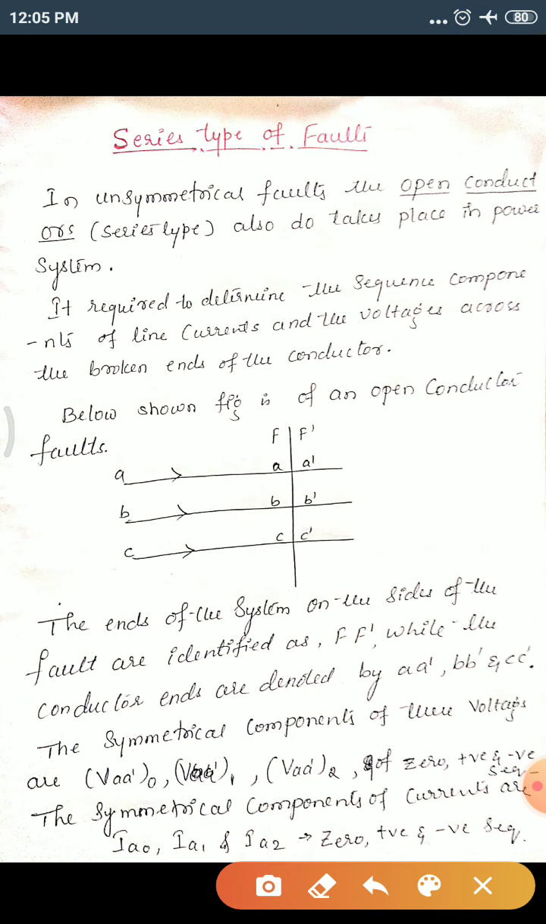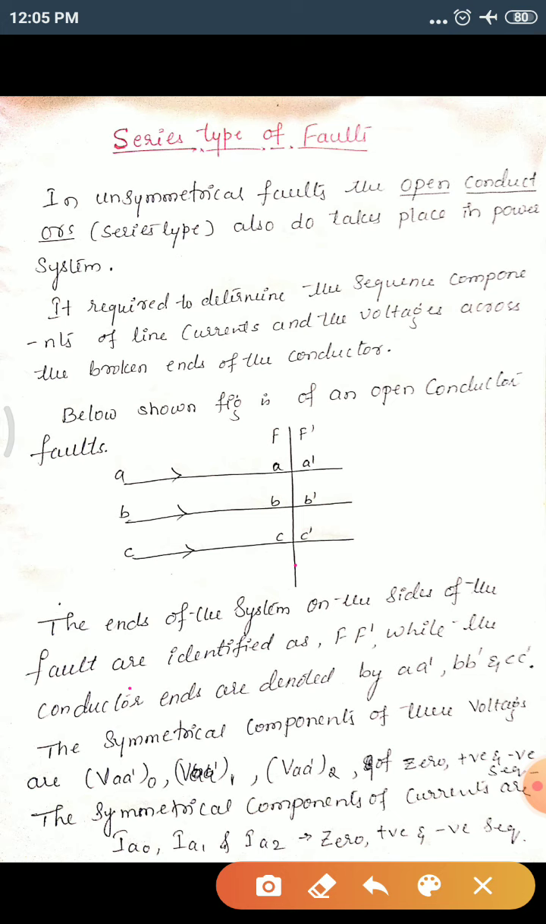Till now, we have discussed the various shunt type of faults that occur in a power system. In unsymmetrical faults, the open conductor types also take place. So we need to determine the sequence components of the current and voltage across the broken ends of the conductor. Let's find this out.